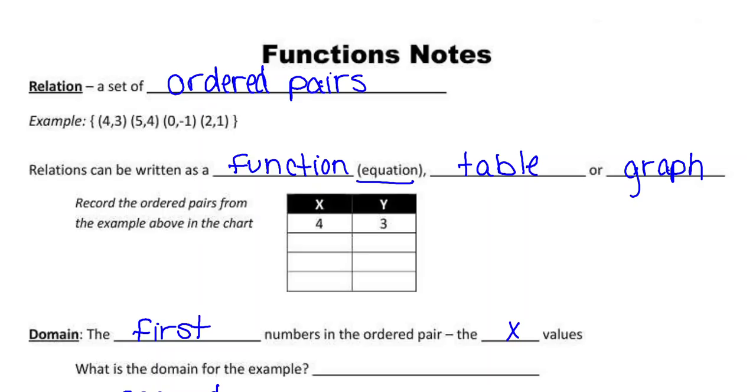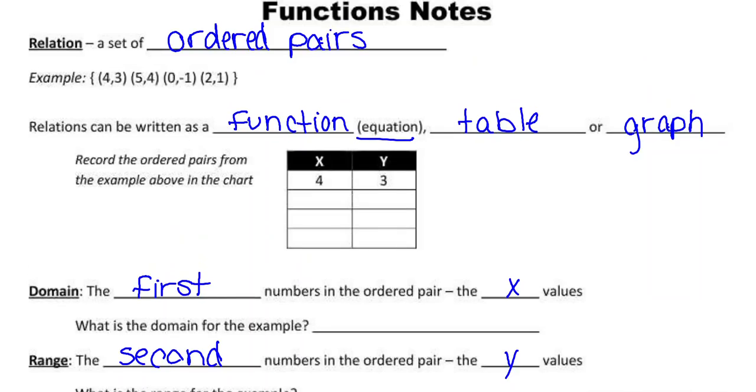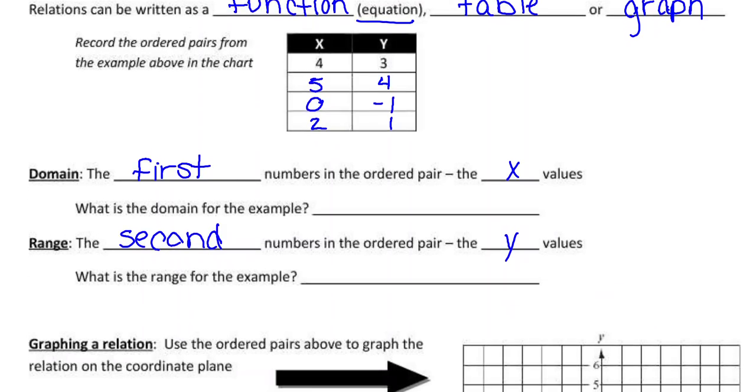So we're going to look at all 3 different pieces of it. So we're just going to take the ordered pairs from up here in the example, and we're going to fill them into the table. So we have our first point, 4, 3, and then our next point is 5, 4, and 0, -1, and 2, 1. So we need to be introduced to some new vocabulary. The domain is the first numbers in the ordered pair, or all of the x values. So if we look at our example here in this table, what is the domain? Well, the domain is just a list of all the x values.